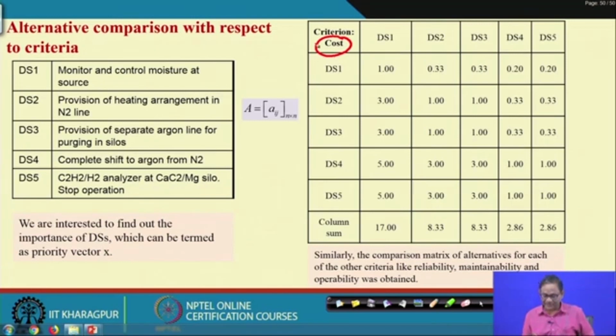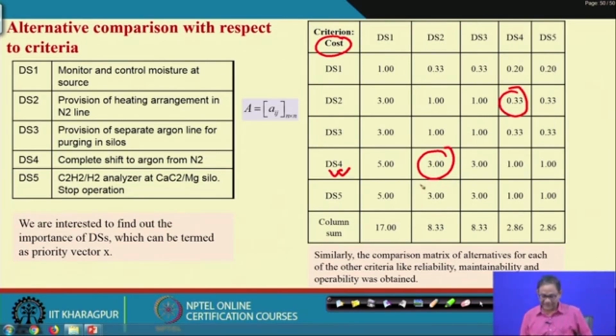Now, what is the meaning of, suppose, this? That means the cost of DS4 is 3 times more than DS2, because it is a cost comparison. The cost comparison of DS4 is 3 times more than DS2. So, as a result, DS4 is 3 times DS2, then DS2 will be 1 by 3, that is 0.33, the reciprocal.